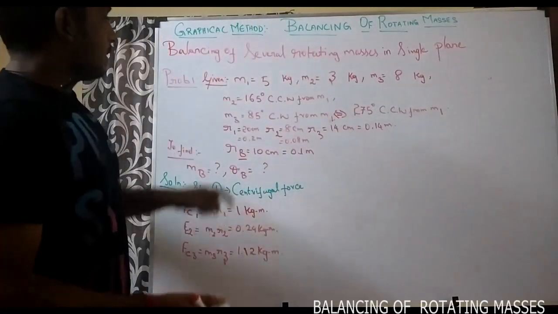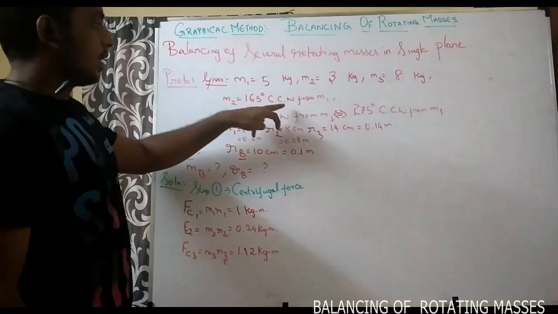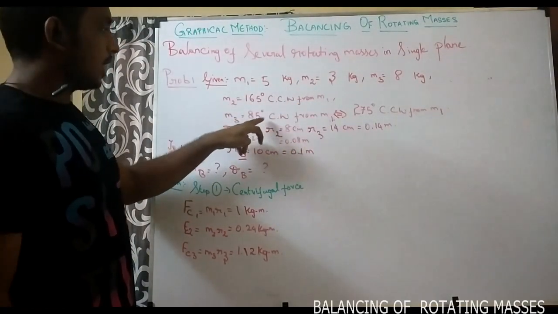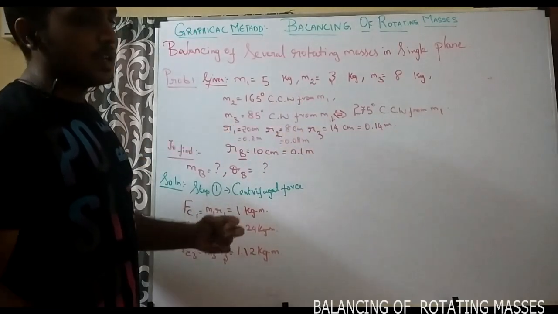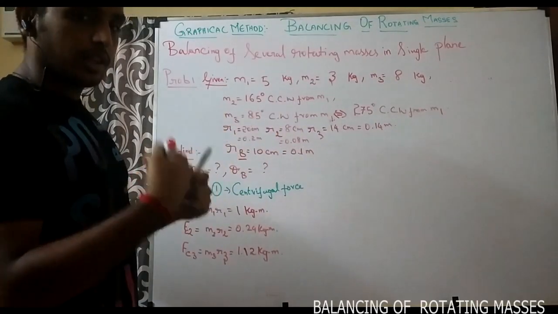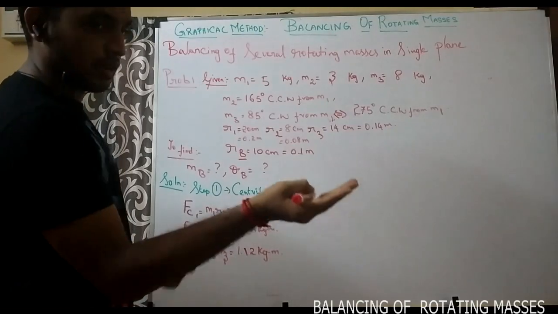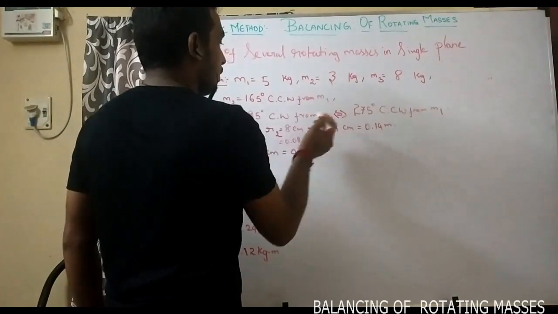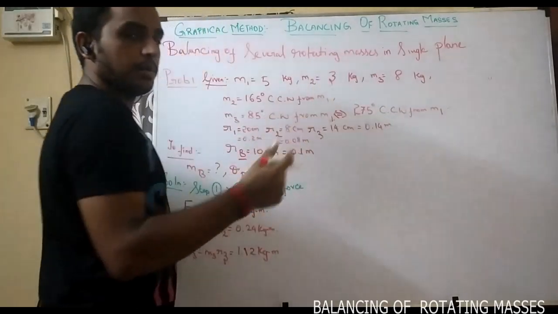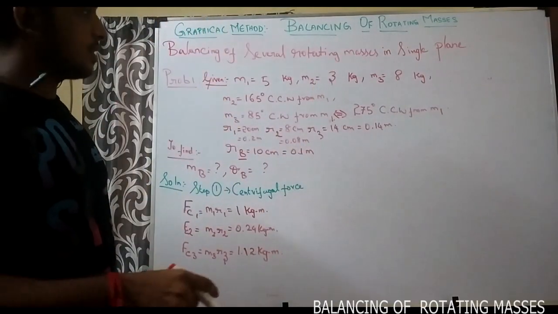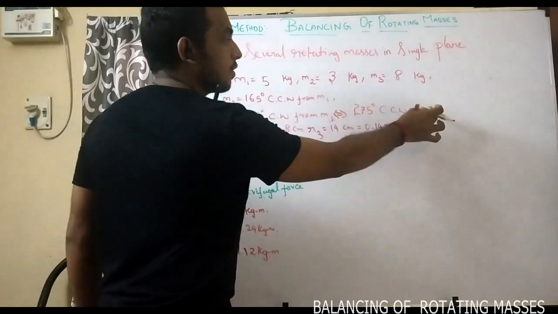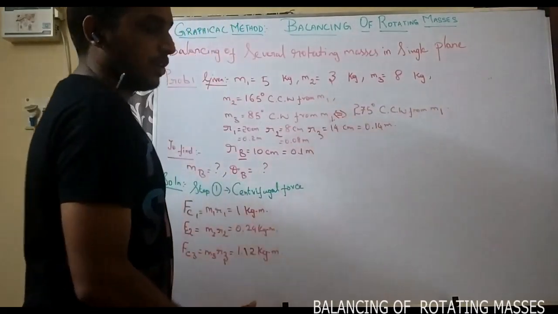Then they have said M2 is located at 165 degree counterclockwise from M1 and M3 is located at 85 degree clockwise from M1. So we are going to take everything in terms of the counterclockwise direction from the reference M1. The overall angle in a plane is 360 degree, so 360 minus 85, counterclockwise from M1, is going to be 275 degree.